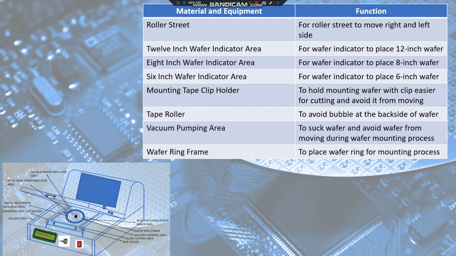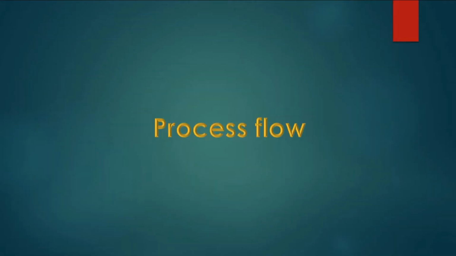Mounting tape clip holder to hold the mounting wafer with a clip, easier for cutting and to avoid it from moving. Tape roller to avoid bubbles at the backside of the wafer, vacuum pumping area to suck the wafer and avoid the wafer from moving during the wafer mounting process, and lastly, the wafer ring frame to place the wafer ring for the mounting process.